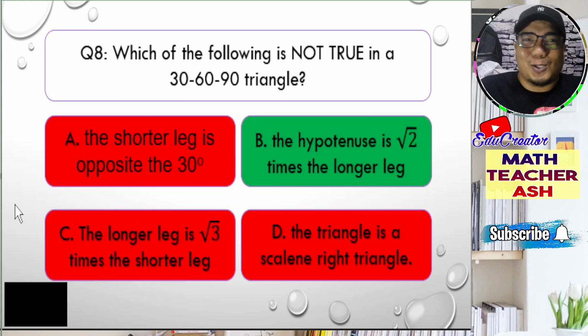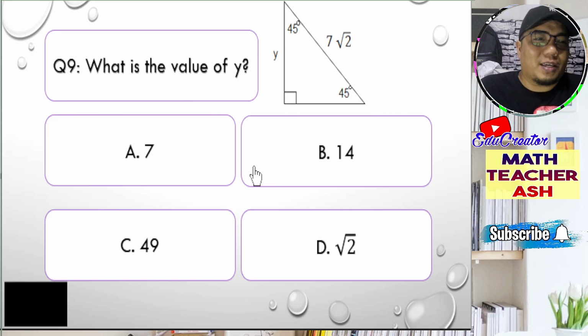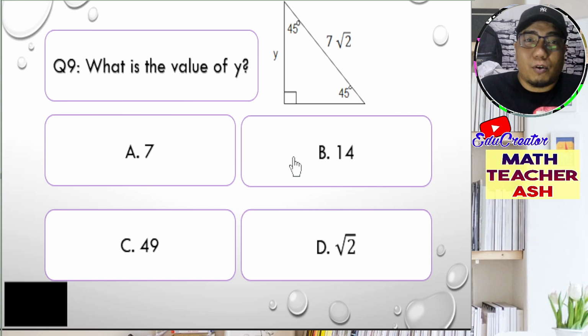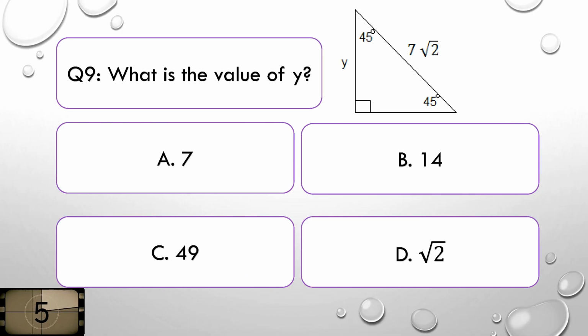Now, let us go to question number 9. What is the value of y in this figure? Okay, is it A, 7, B, 14, C, 49, or D, square root of 2? I'll give you 5 seconds to think about your answer.